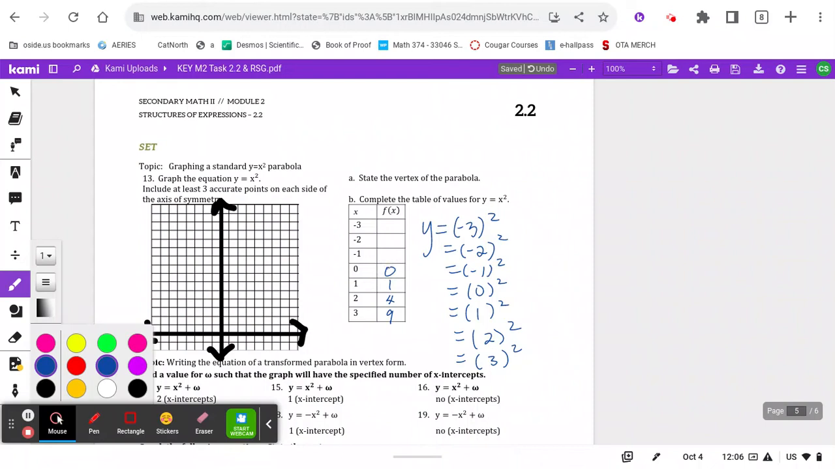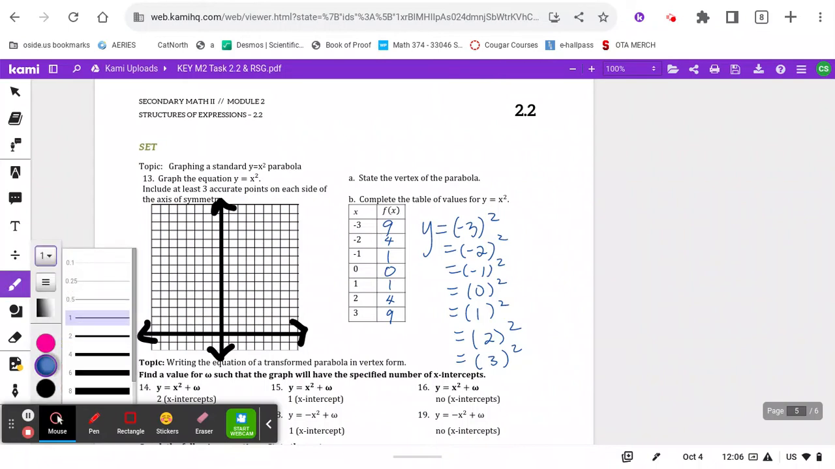Now notice that when we square a negative, negative times negative is still positive 1. Negative 2 times -2, still positive 4, still positive 9. So notice all of our outputs are positive when we're just squaring the inputs. Here I go, graph it now.